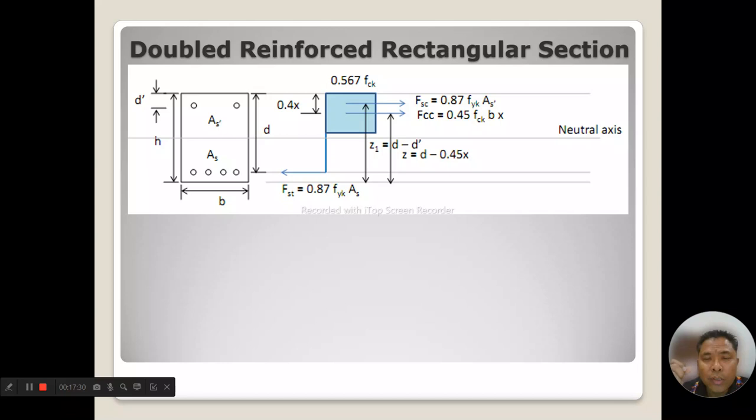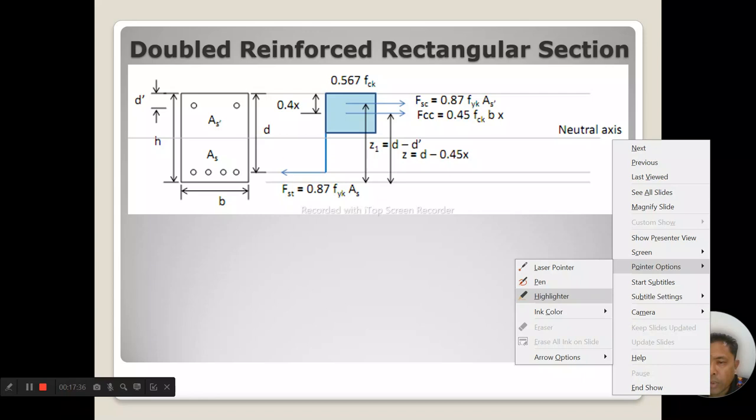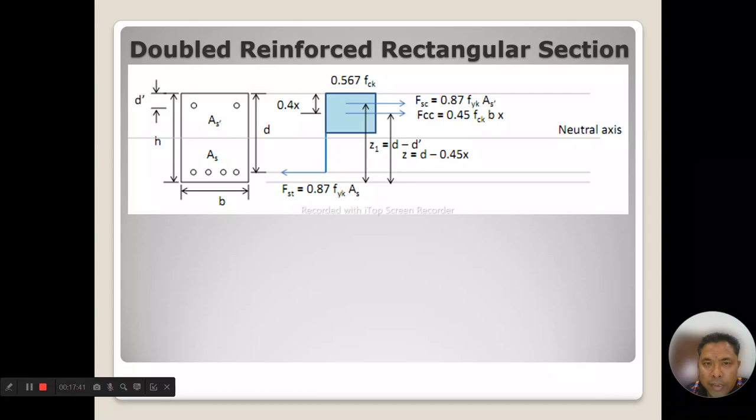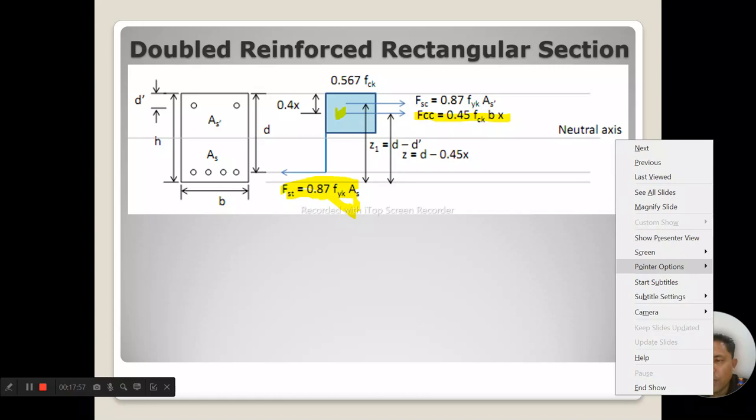Cuma ada sedikit penambahan saja kat sini. Apa penambahan yang berlaku kat sini? Okay, saya akan gunakan highlighter, which is much better. If you still remember, this is similar like single reinforced, tak ada beza. This is also similar like your single reinforced, because you need to have this equation for your tensile reinforcement. But the difference will be something like this.